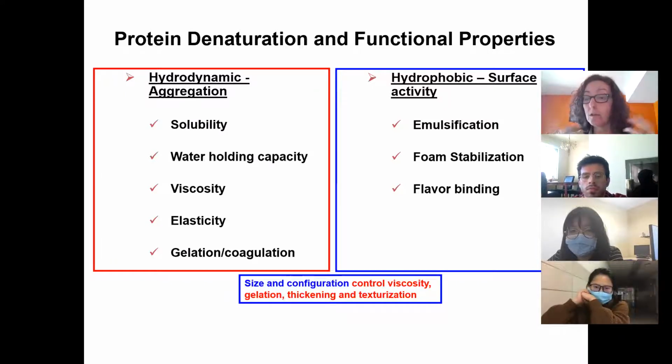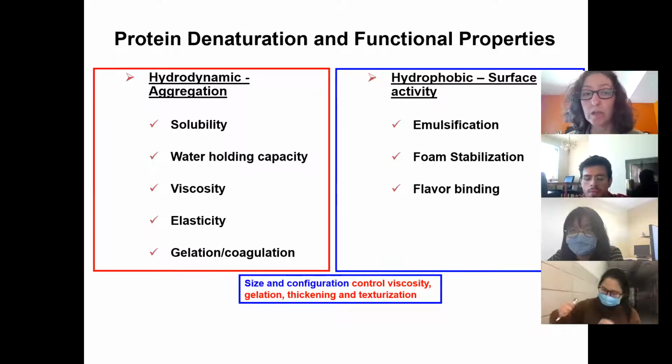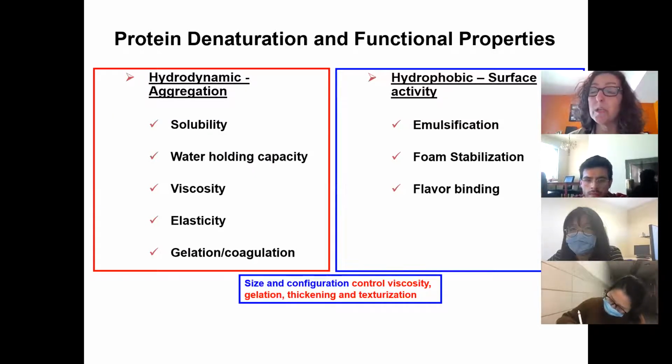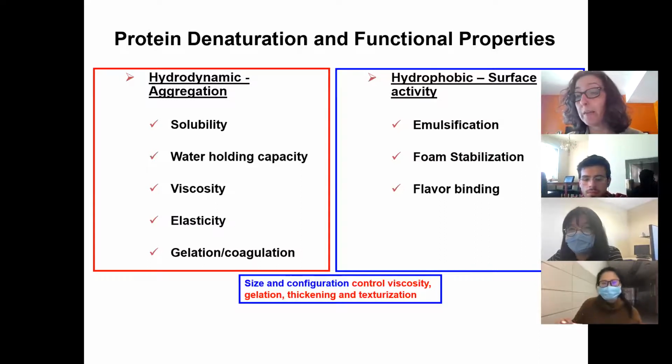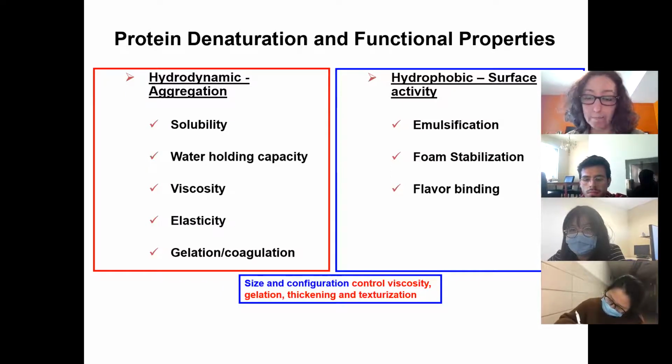Same with gelation. The larger the protein, we'll talk about gelation in a minute, but proteins that are usually larger than 23 kilodalton have a tendency to form stronger gels. Thickening and texturization: for example, soy protein and gluten protein are proteins that can form large polymers. So they have a tendency to texturize better and give you a meat-like fibrous texture than other proteins.